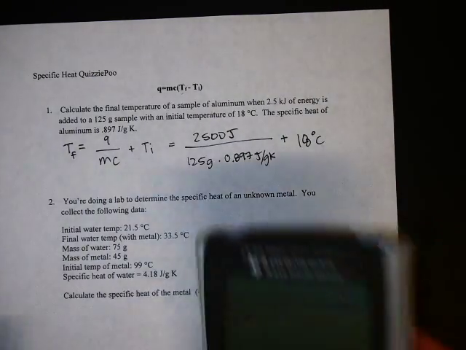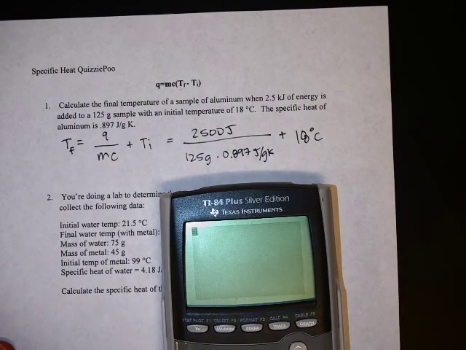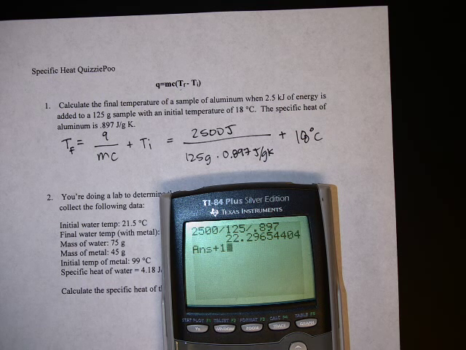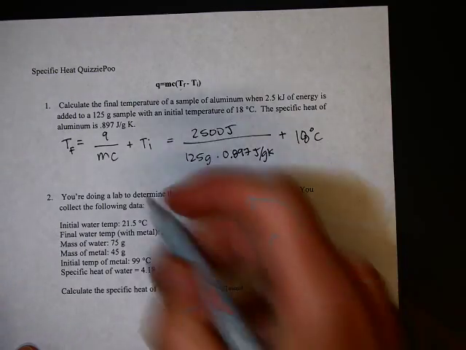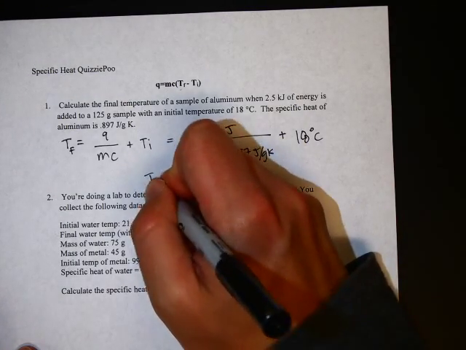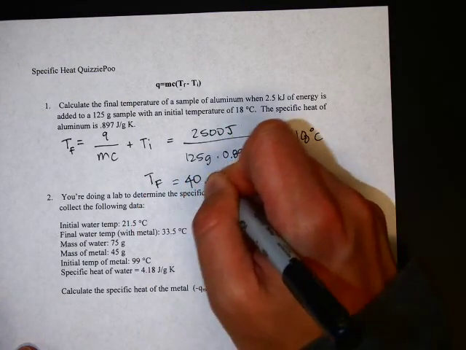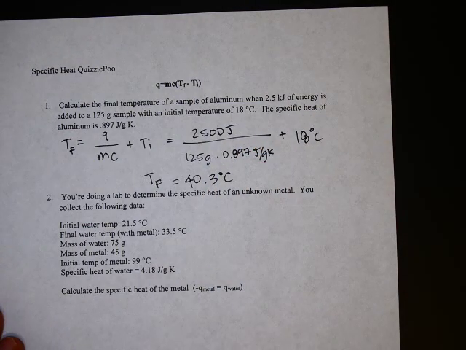So you plug all those into your calculator. Take 2,500 divided by 125 divided by 0.897, and then add 18 to that. And I get 40.3, we'll call it, for your final temperature. Make sure you put a label of degrees Celsius.